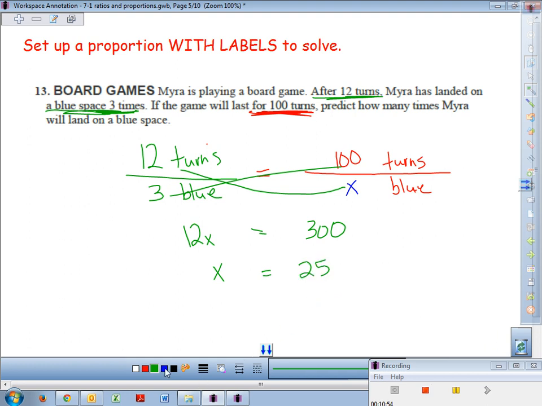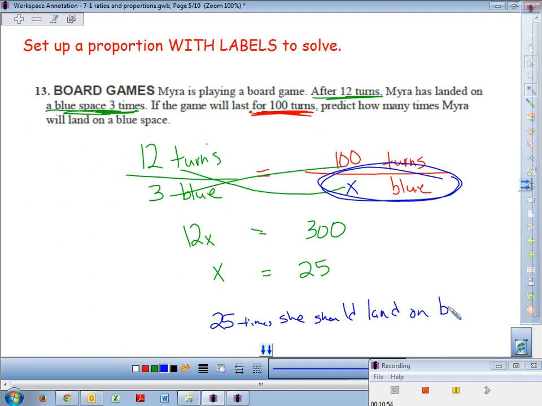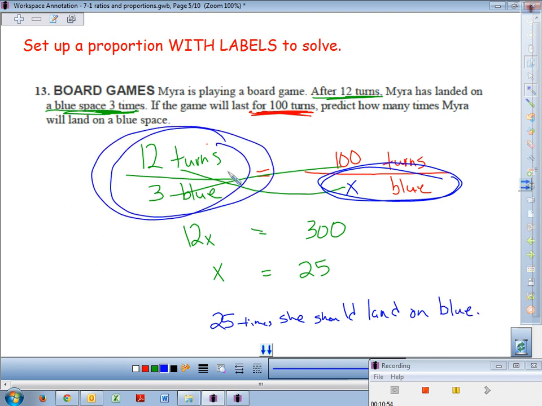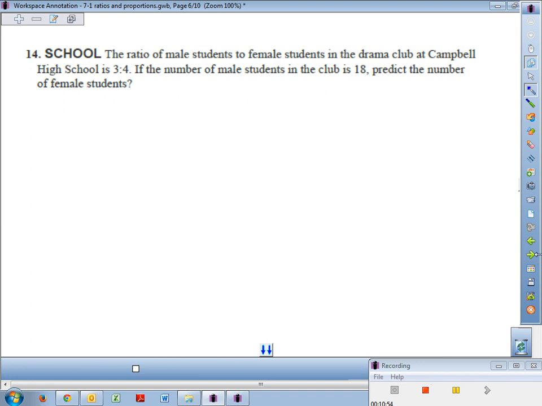And now we'll answer the question. X had a label of blue next to it, so our label needs to have something to do with blue. We're kind of going to turn it into a little phrase here. So 25 times she should land on blue. And that's just a prediction, right? Based on what happened here, you know, predict what would happen if she rolled 100 times. Well, we predict that she should land on blue 25 times.